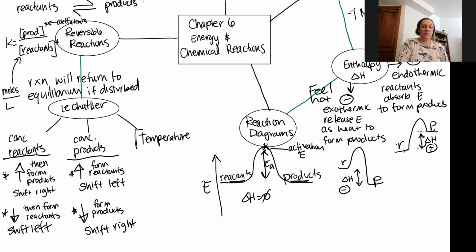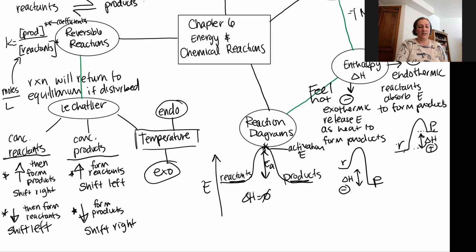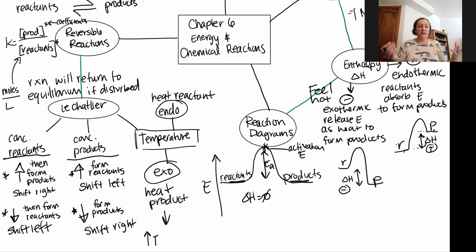All right, lastly, we have temperature changes. And this one is going to depend on if the reaction is endothermic or exothermic. Temperature will behave differently. If it's an endothermic reaction, then heat acts as a reactant. And if it's an exothermic reaction, heat acts as a product. So if I increase my temperature, then I'll be increasing a product, which means my equilibrium will shift towards the reactants.